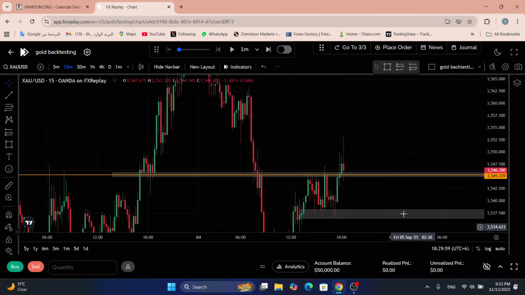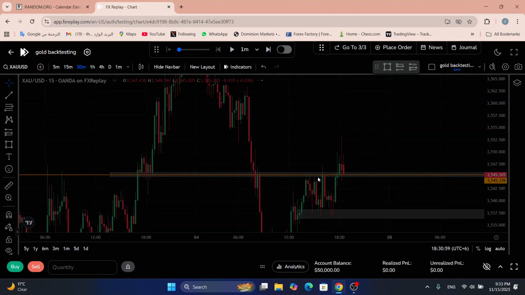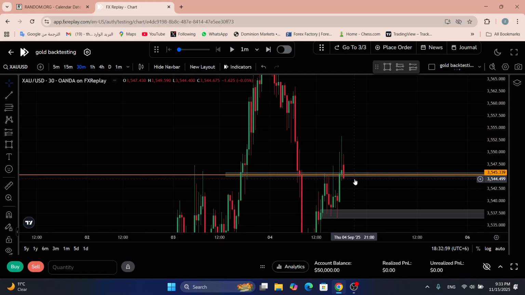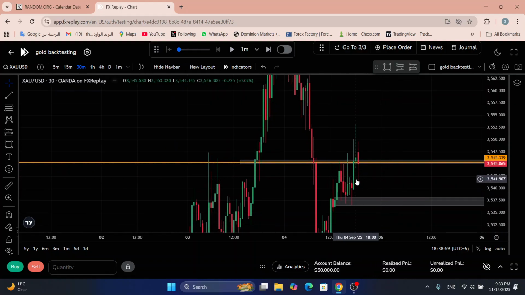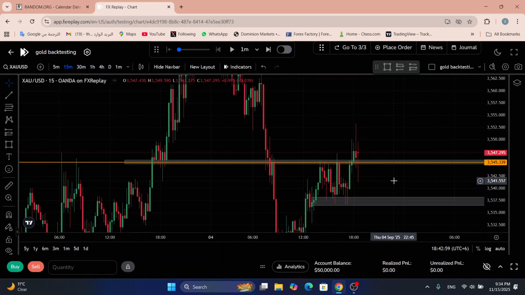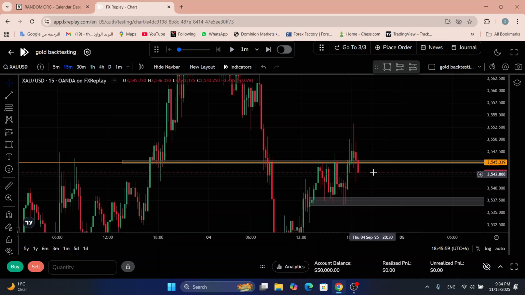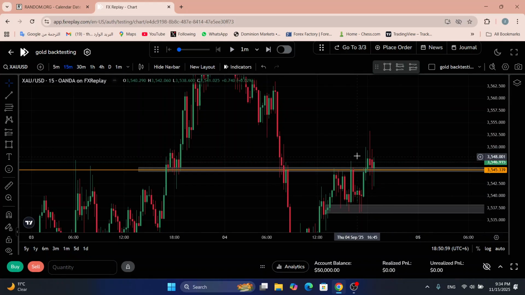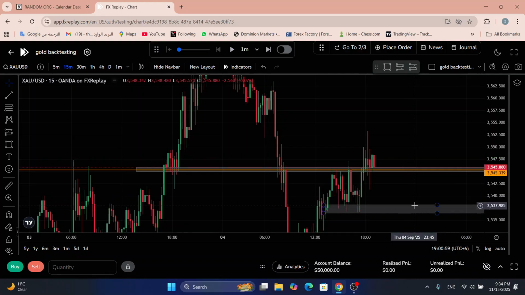I want this 30-minute candle to close above this range. So it almost closed above. Okay, now it's re-breaking into the range. Let's wait a little bit more for the 15 minute. Okay, so it's going back into the range. We need the 15 minute to close bullish green so we can enter the trade. 1 minute. Oh, this doesn't look good at all.